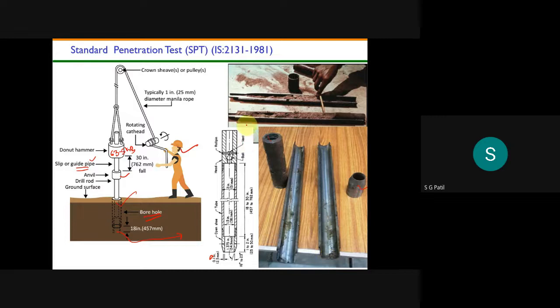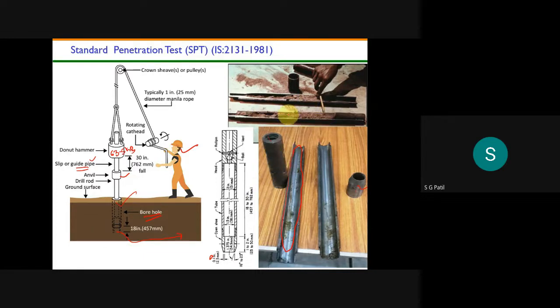Then we will drive this sampler inside the ground with the help of this hammer. The soil will be cut, and it will be stored inside this sampler. Since it is a split spoon sampler, we can split it into half. Some grooves will be there, and if we remove that groove, it will become two parts, so that we can remove the soil sample collected inside the split spoon sampler.